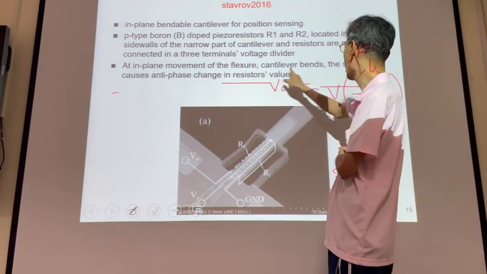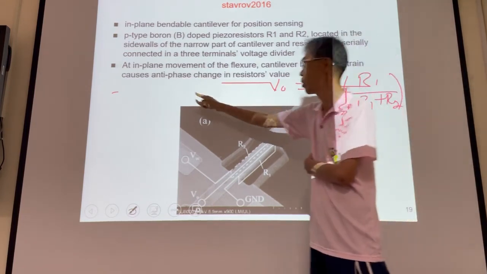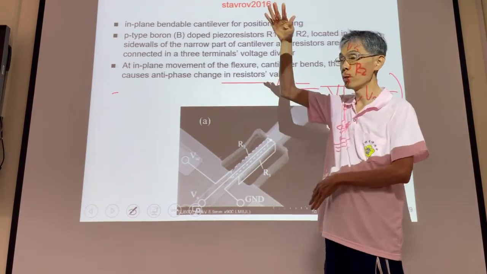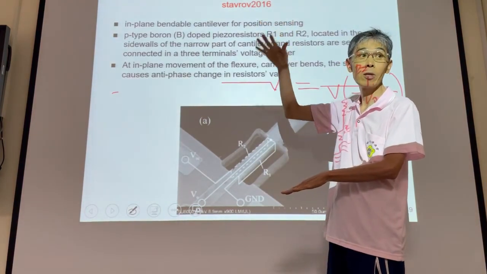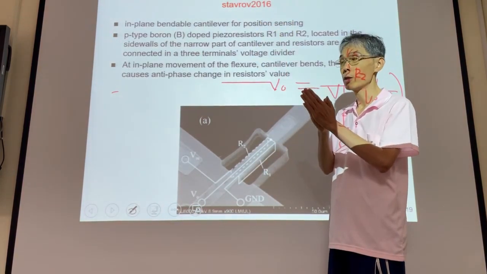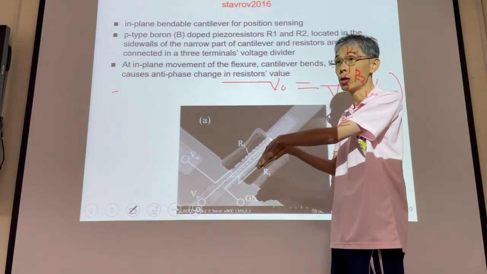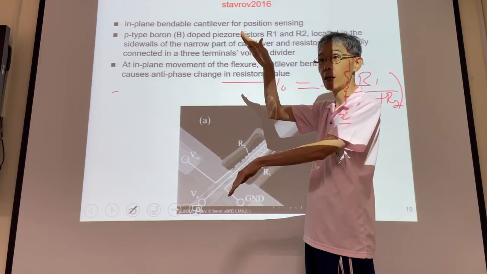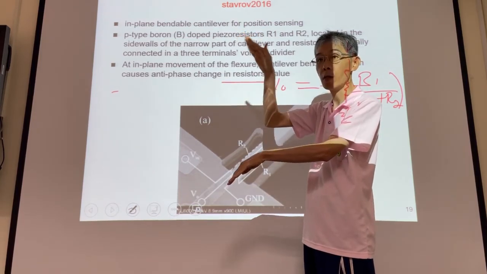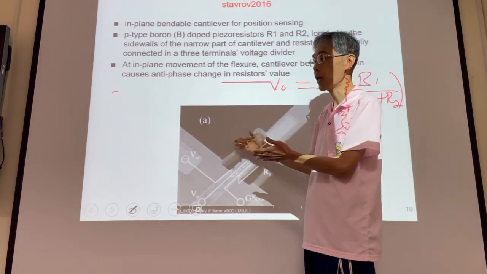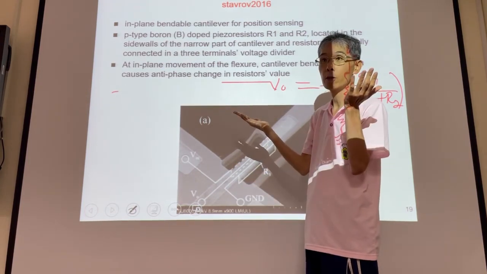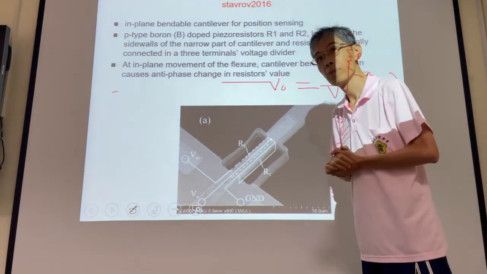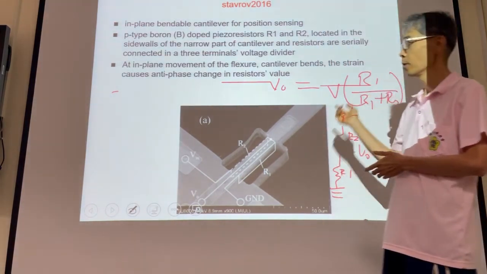This one means anti-phase. Anti-phase means one up, one down. The same phase means go up together, go down together. But anti-phase means one goes up, one goes down. So this is differential mode. So this design is good. Differential. Frank, do you understand? Next page.